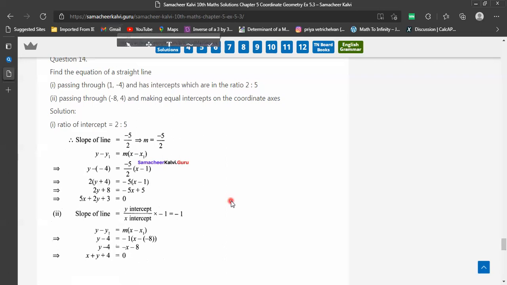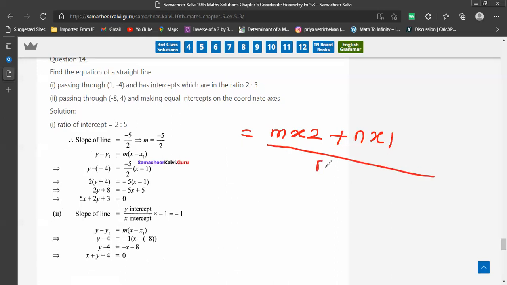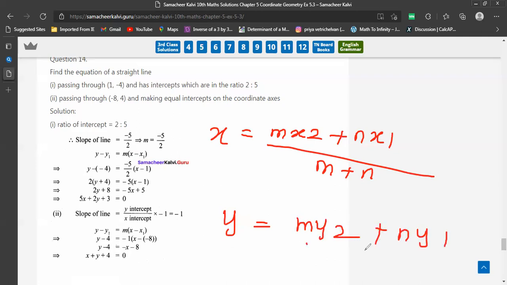Are you aware of this formula? I think here they gave partial information. There is something called section formula. It's x equals mx2 plus n into x1 upon m plus n, and y is equal to my2 plus n into y1 upon m plus n. So they'll substitute the ratio as m and n in this.